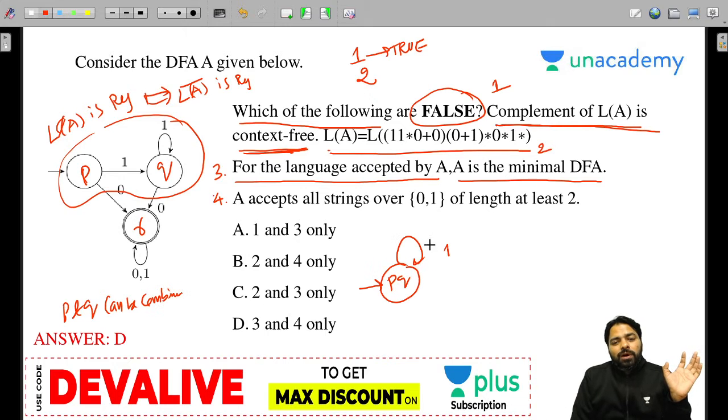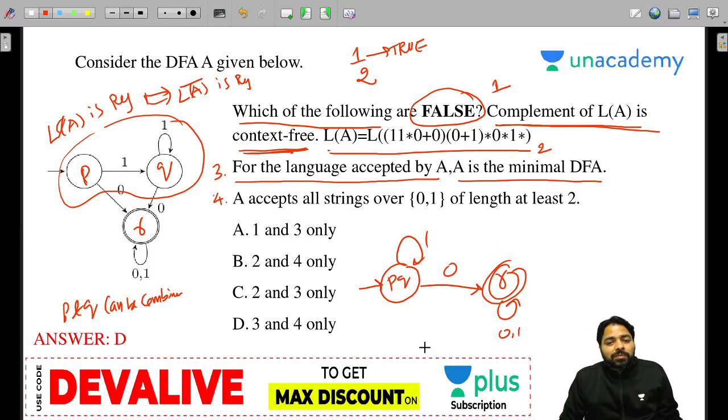PQ has a self loop on 1 and on 0, on 0 you can go to final state R. You can design it like this. That means the given machine is not minimum. So 3 is false. We got the answer 3. Now we have to choose 2 or 4.